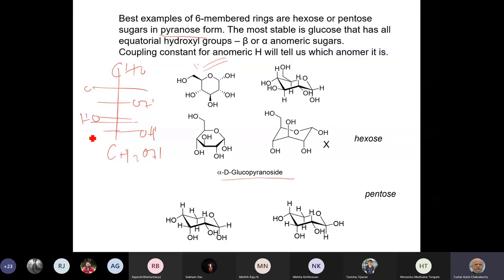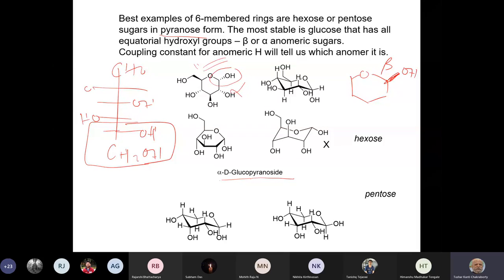D because we have learned earlier that it is a D configuration. So that is why D glucopyranoside. Alpha is because of this anomeric position. If hydroxyl is down, then we call it alpha. If this hydroxyl was like this, up, then we call it beta isomer. So this structure I have drawn is alpha D glucopyranoside. Pyranoside is the pyranose form of the ring.